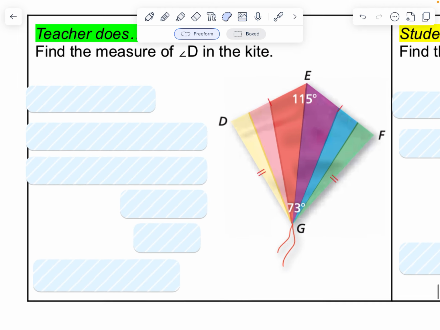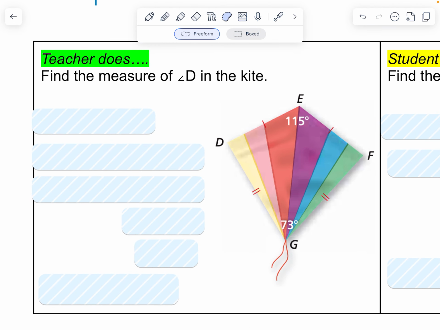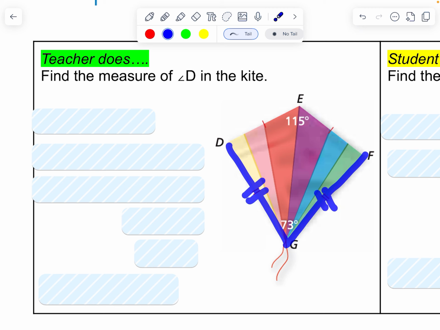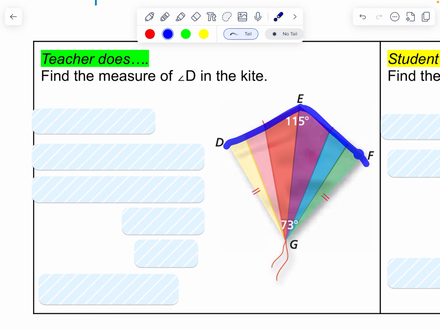Okay. Find the measure of angle D in the kite. I know we're dealing with a kite because the problem tells me so, but I see that DG is congruent to FG, consecutive sides. DE is congruent to EF, consecutive sides.